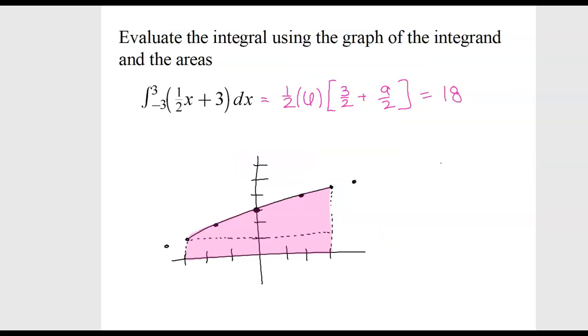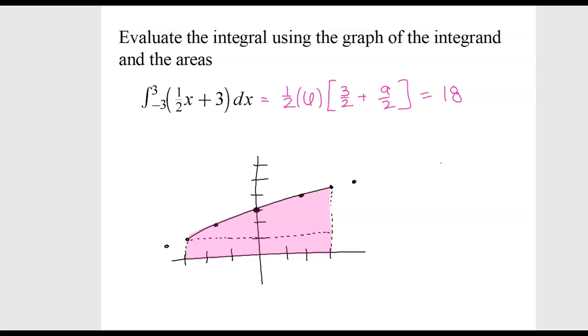Alright, so evaluate the integral using the integrand and areas. So again, we have this curved shape. We have 1/x plus 3. So we are going to find that area under that curve. So that is the distance, essentially, from -3 to 3 and the x-axis. What happens is you can think of this as two shapes. You could do a rectangle and a triangle, or a trapezoid.